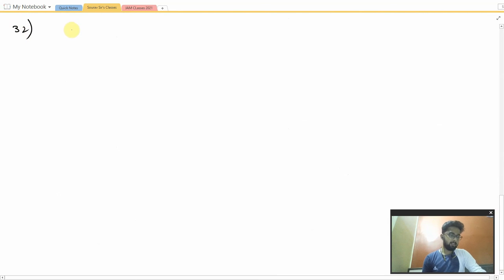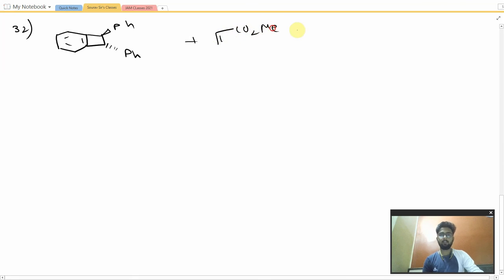So question 32 is also a reaction, so let us do the reaction. This is the mechanism for the Diels-Alder reaction, so we'll be doing it accordingly. We have pH over here, we have pH here, and we are giving this diene, that is CO2Me. We are providing heat with it. So what would be the product formed after this reaction?